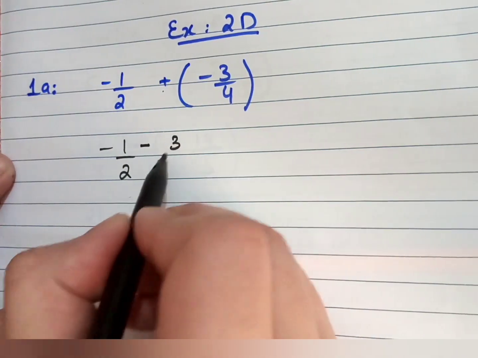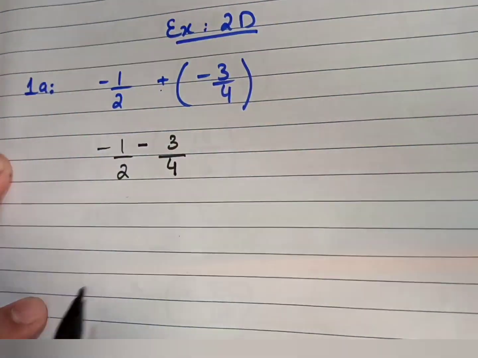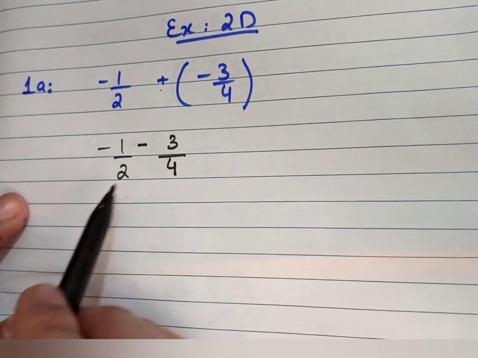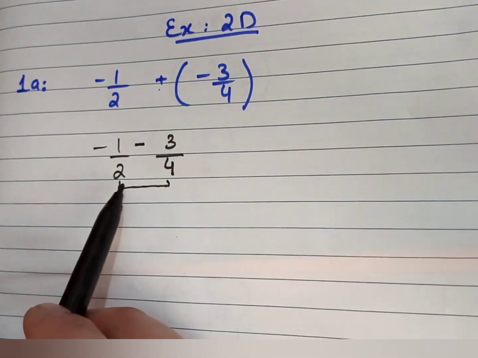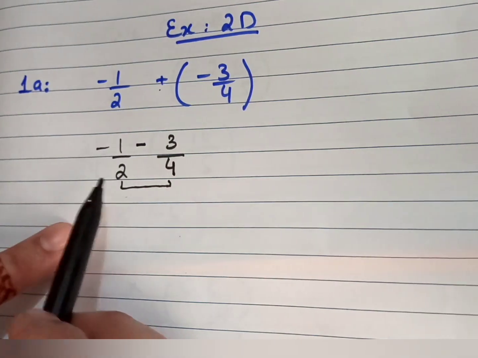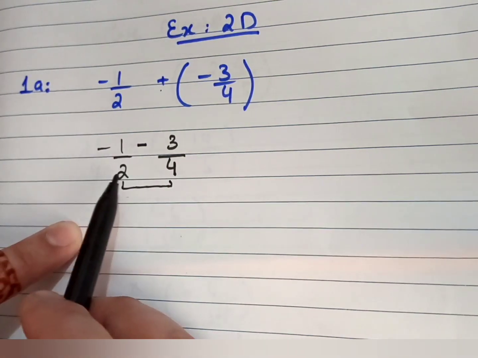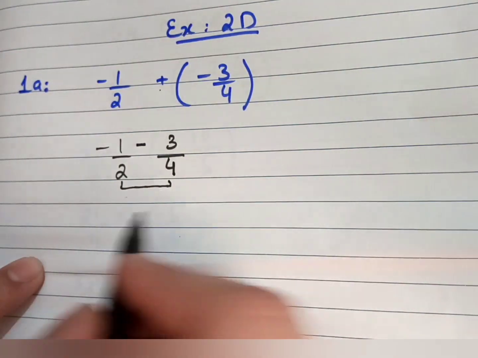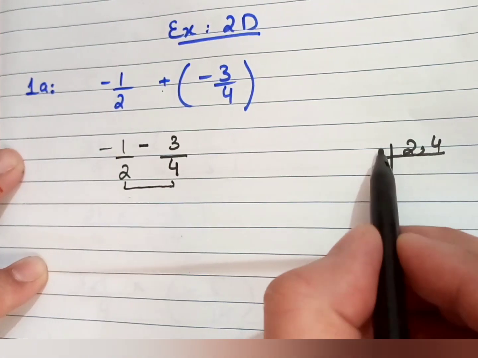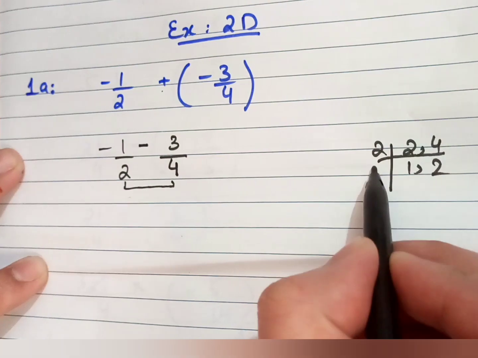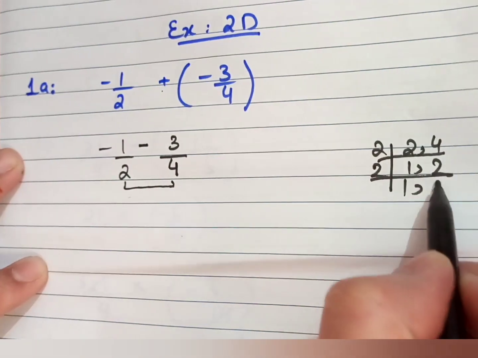Next is 3 by 4. Now we just have to write down our two fractions. What do we need to do next? Take the LCM of 2 and 4. You can also say that we need to equalize the denominators of both the fractions. So we will take the LCM. The LCM of 2 and 4 is 4. 2 1s are 2, 2 2s are 4. Then 2 1s are 2.